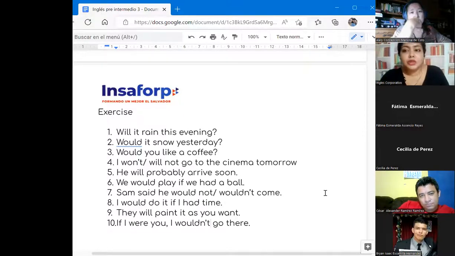And it says that you can obviously use will and would at your discretion. Although it is much more recommendable to use.